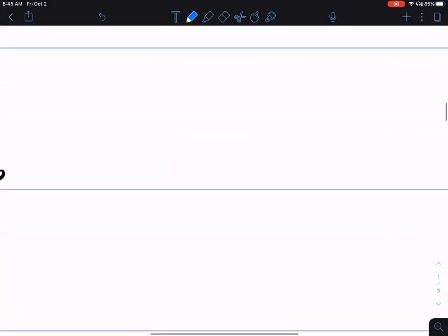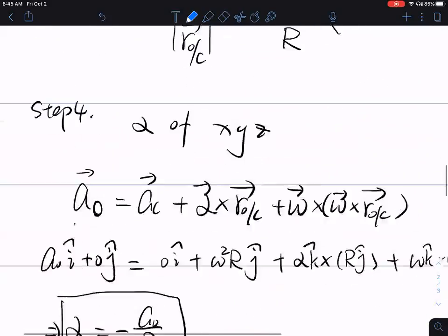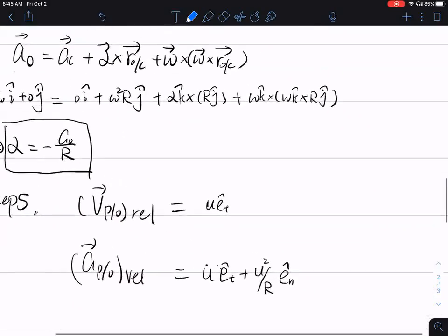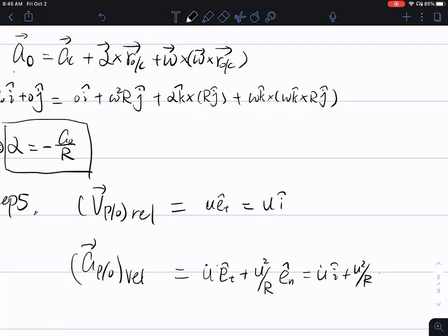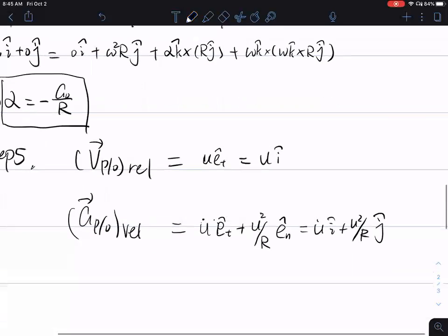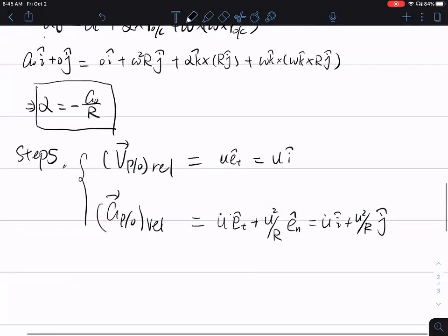That means we can come back to these equations. You can just write this as u times i, and write this guy as u dot i plus u squared over r j. Little i, little j. Boom. We have it. The relative velocity and acceleration for particle P with respect to O. Ooh. Finally, we're done with step 5.